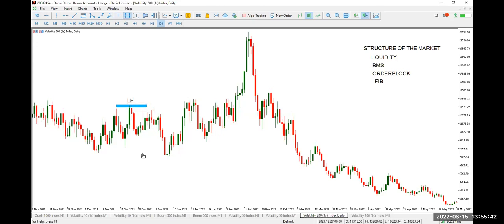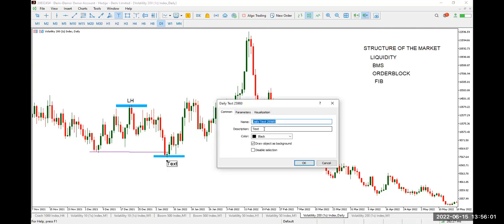Now from this lower high, the market makes a lower low here. You see, there was a break of structure here. The market broke structure here, so it made a lower low. There was a BMS here. Because of this BMS, we have a lower low here.